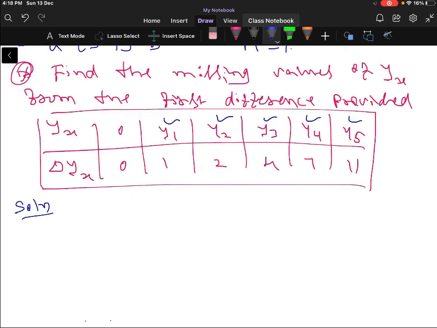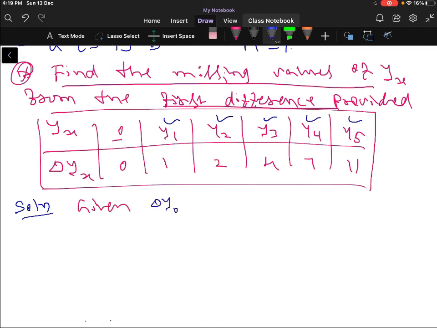Let us move to the next problem. Find the missing terms of yx from the first forward differences provided. So where yx is y0, y1, y2, y3, y4 and y5, these are the missing terms you have to find out. Where delta yx, the first forward differences, are given here: 0, 1, 2, 4, 7 and 11. This is given. Let us move to the solution.